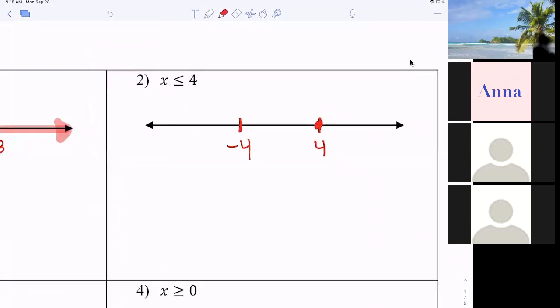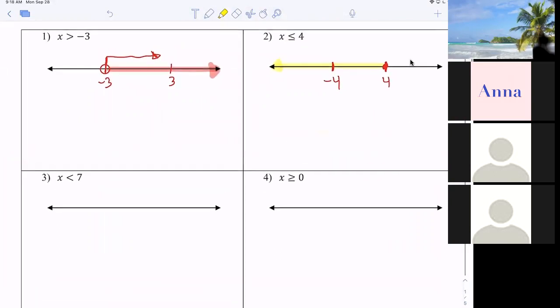And now less than is going in which direction? To the left. So there I am. That's less than 4. Less than or equal to 4. Notice the equal is a solid dot. Equal to is a solid dot. If you're not sure about that, make yourself a note.